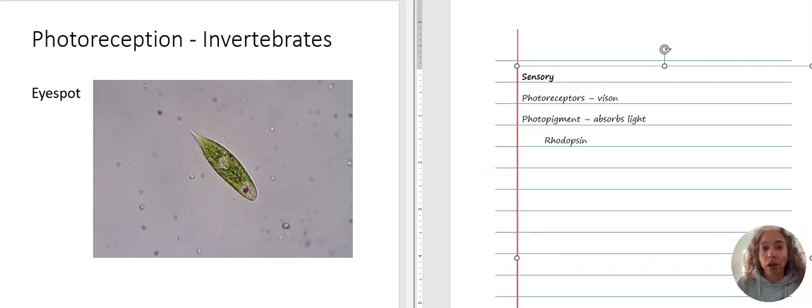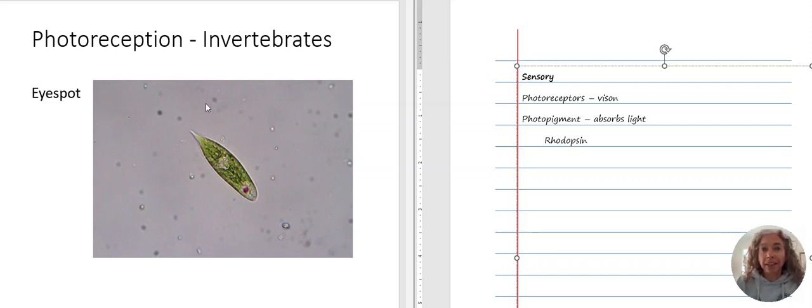Photoreception relies on a photopigment, and there are several, but rhodopsin is used by all animals. Some primitive animals have photoreceptors in their skin, while others have photoreceptors associated with eye spots or eyes.